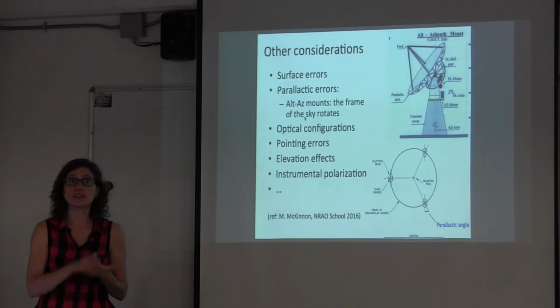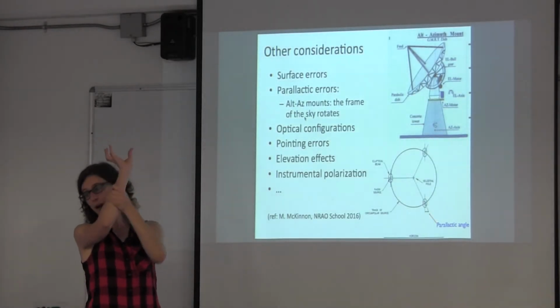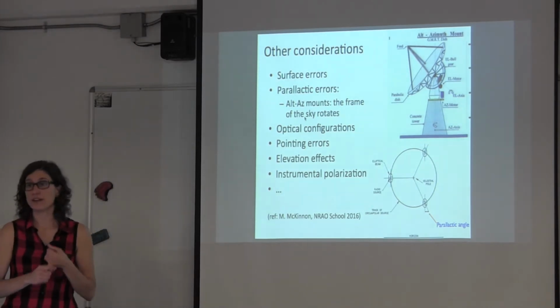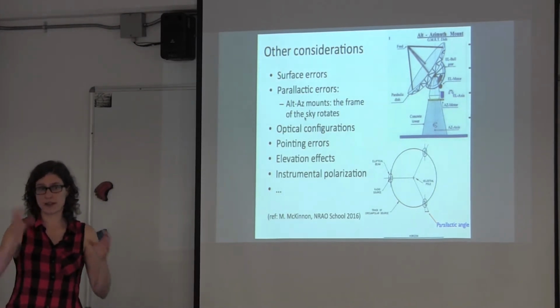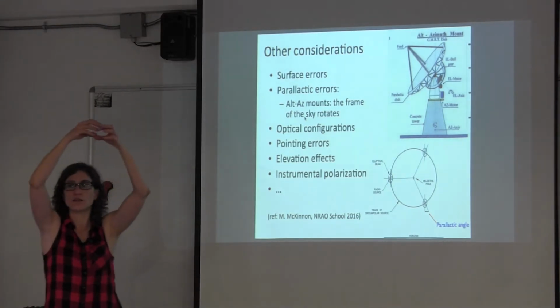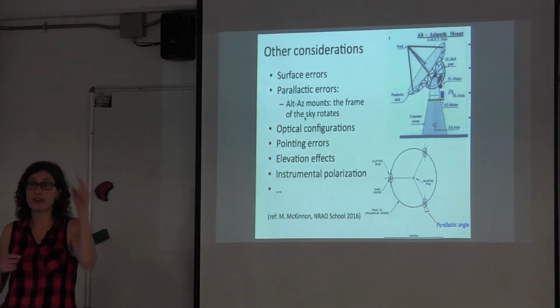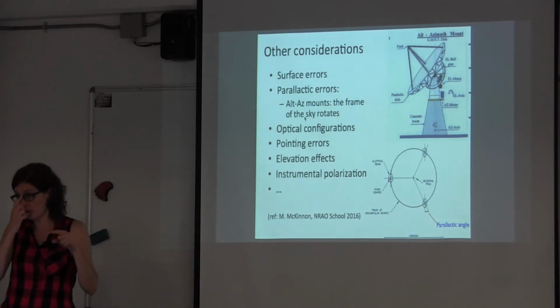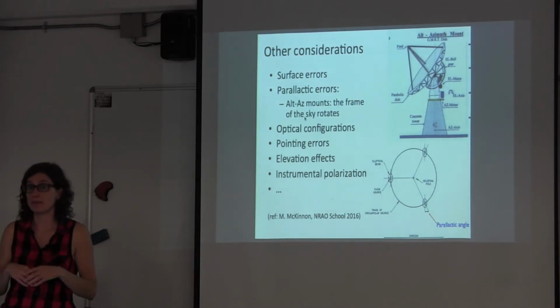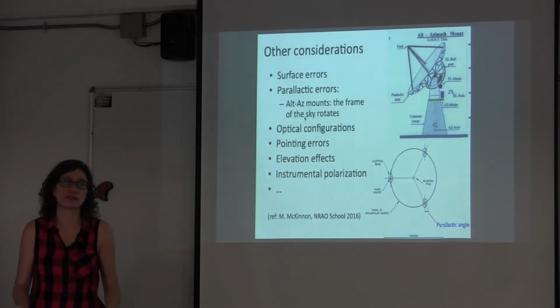You have elevation effects. The antenna does not respond the same when it's down as when it's up. You have then instrumental polarizations, from the receivers and the way the optical configuration is set. If you have the feed here, and the optics in another location, depending on the path that the electrons need to follow, you may end up detecting a polarization from a non-polarized source, and this polarization is just coming from the receivers. So all these effects need to be corrected for.